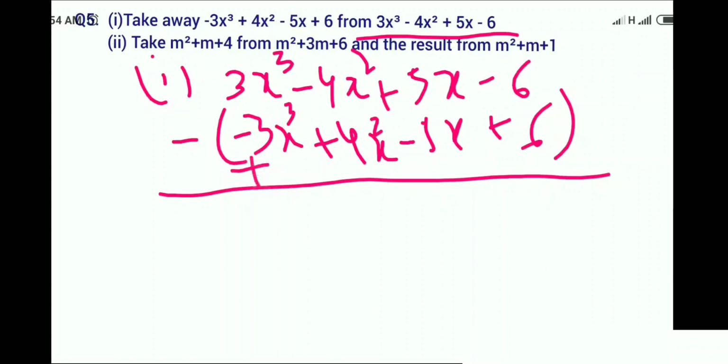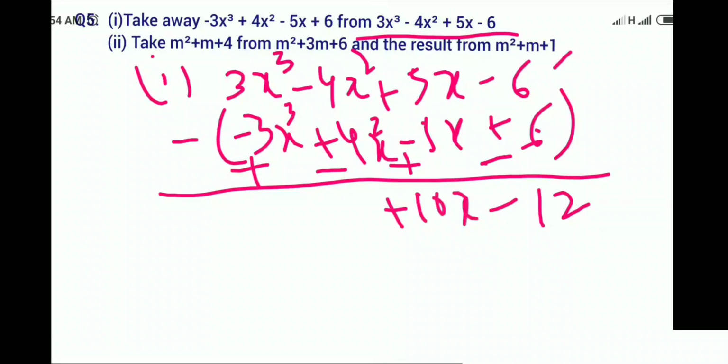Minus minus becomes plus, plus minus becomes minus, minus minus becomes plus, and minus plus becomes minus. Now we have 6 minus 6 minus 6 will be equal to minus 12, plus 5x will become plus 10x, minus 4x square will become minus 8x square, plus 3x cube will become plus 6x cube.